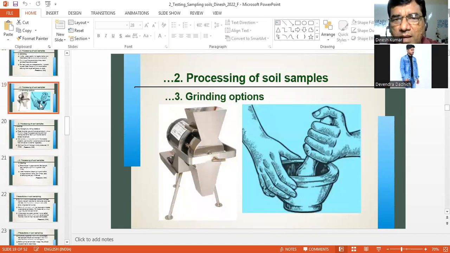Now you can see these are the grinding options. One is by grinder, the agate grinder, and one is by the manual method, pestle and mortar. This is the pestle and this is the mortar.